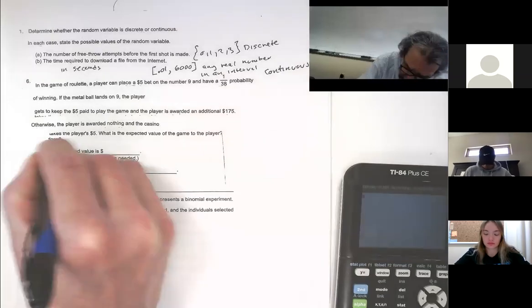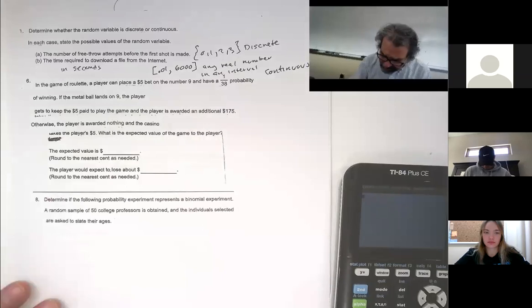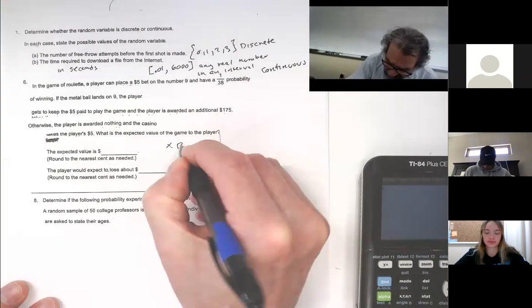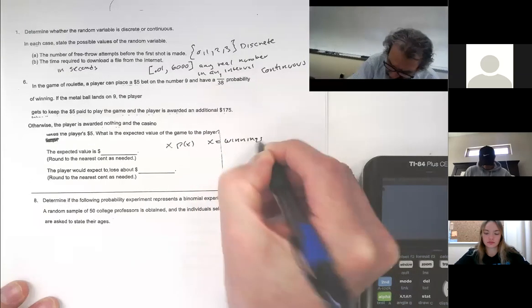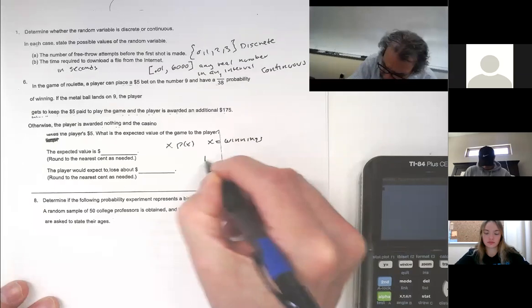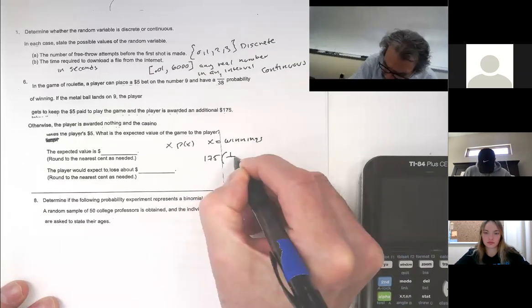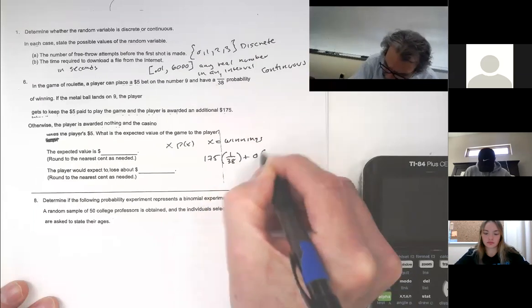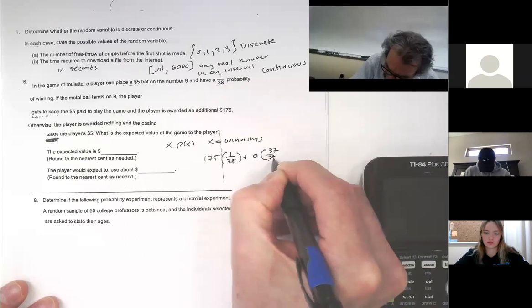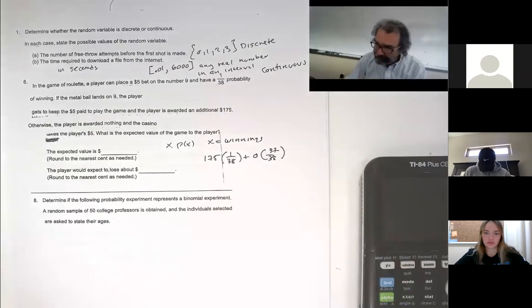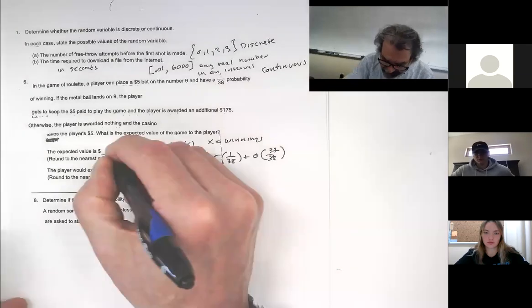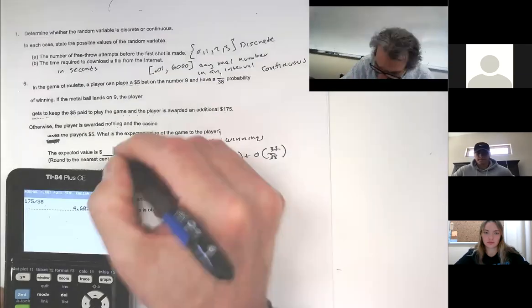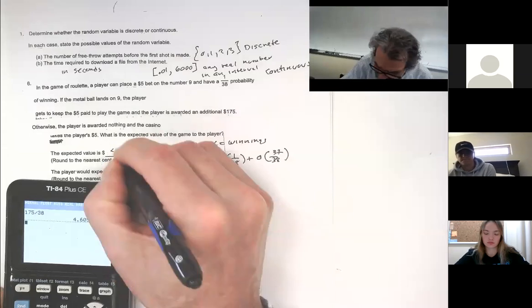So I think expected value is just winnings. It's x times p of x, where x equals winnings. So I get 175 times 1/38 plus 0 times 37/38. So all I get is 175/38, which is 4.6 something, maybe 4.61, to the nearest cent.